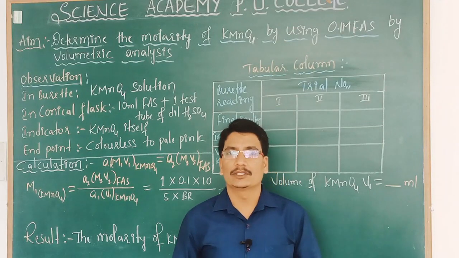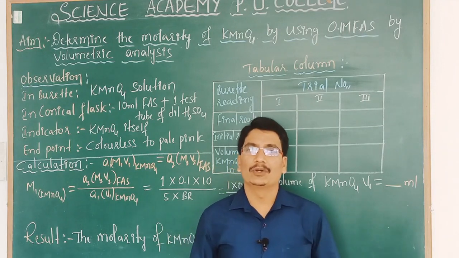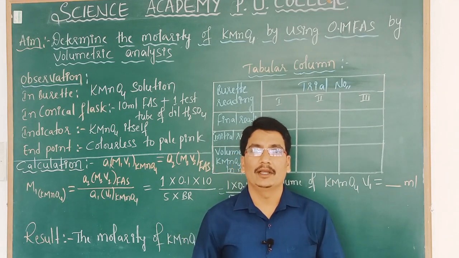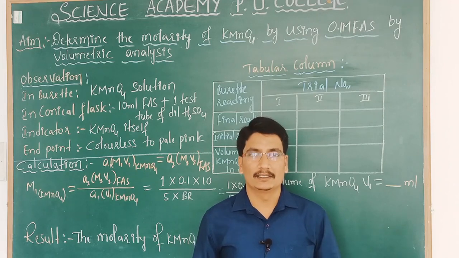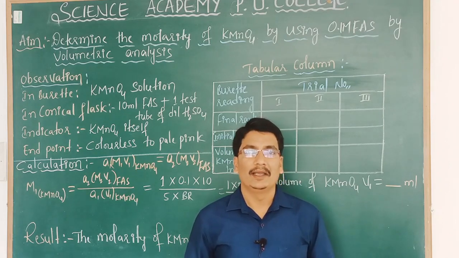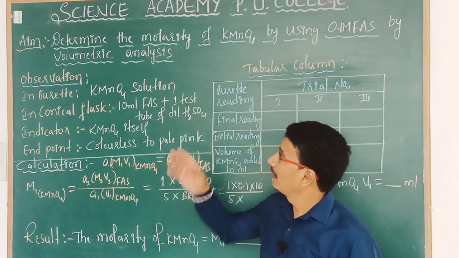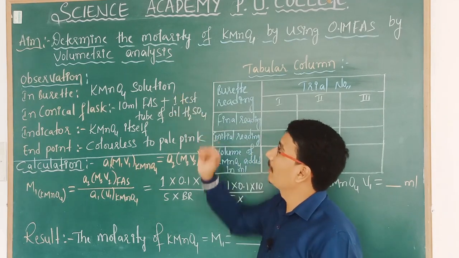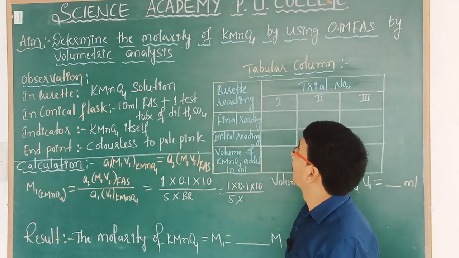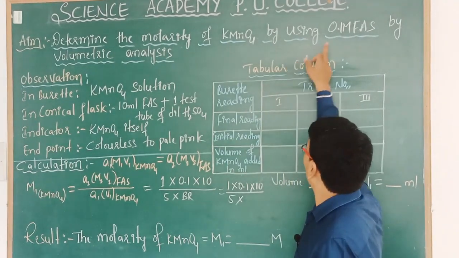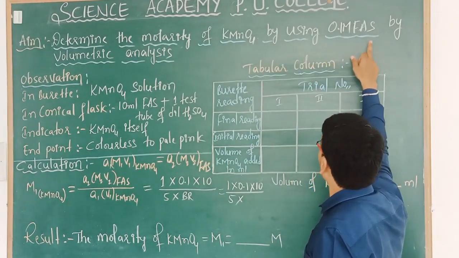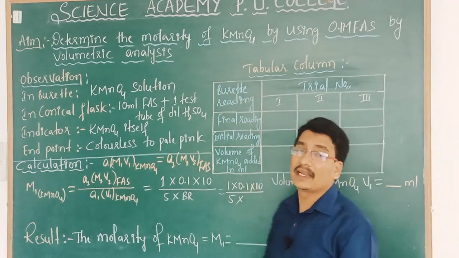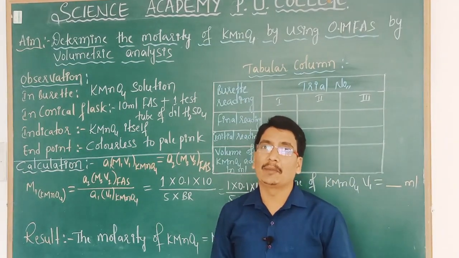Good morning, dear students. Today I am going to discuss one chemistry laboratory experiment. It's a dichromatic analysis. In this experiment, in the beginning, it's the aim of the experiment. The aim of the experiment is to determine the molarity of KMnO4 by using 0.1 M FAS by volumetric analysis. Okay, it's a dichromatic experiment.